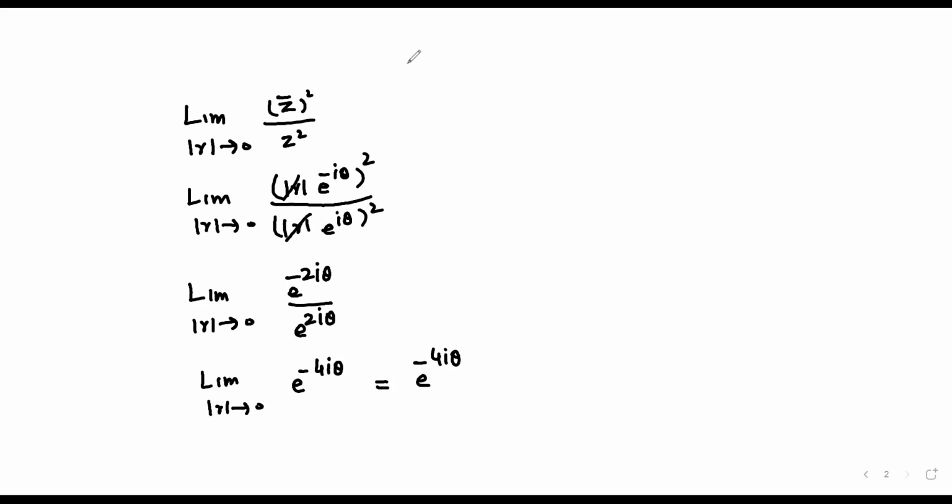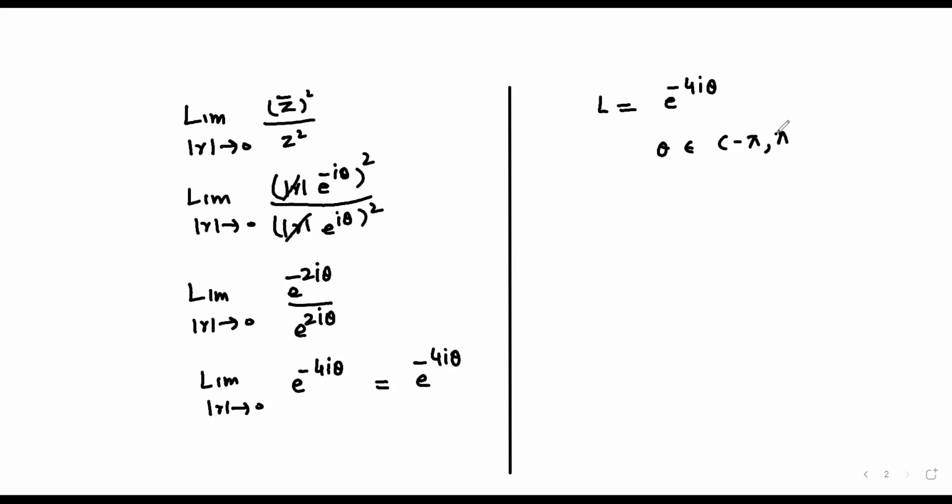Here friends, you can see we get the limit L equal to e raised to power minus 4 iota theta. Now here we have a variable theta. Theta belongs to minus pi to pi. From this interval, if we put a single number, we get a different limit. For every value of theta, we get a different value of the limit. So it means the limit is not unique, the limit does not exist.